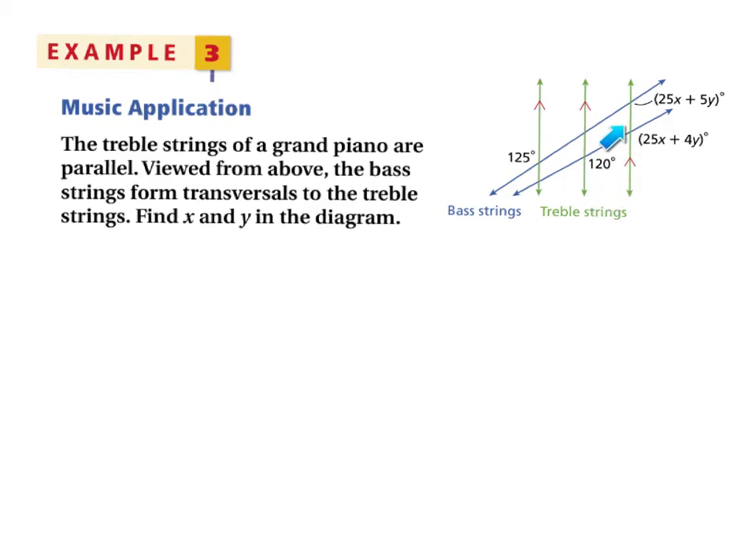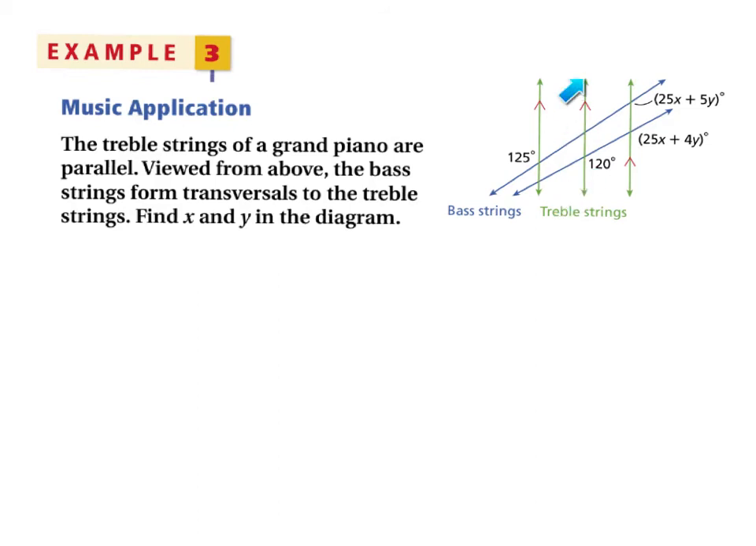So if we start looking at what we have here, this angle right here is 25x plus 5y. And this angle is 25x plus 4y. Now, these are not the same because, as you can see, these two blue lines are not parallel. So therefore, these are corresponding, but they're not congruent. So we have to look at the parallel lines.